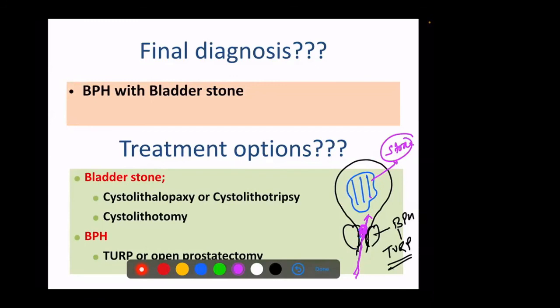Ideal. Sometimes you cannot go inside. In that case, you have to cut the prostate slightly and make a pathway, go inside, break the stone, then do the prostate surgery later on. If the stone is very big, and you are planning to do open surgery, then at that time also you can do open bladder surgery for the stone and open prostate surgery at the same setting. You can do that.